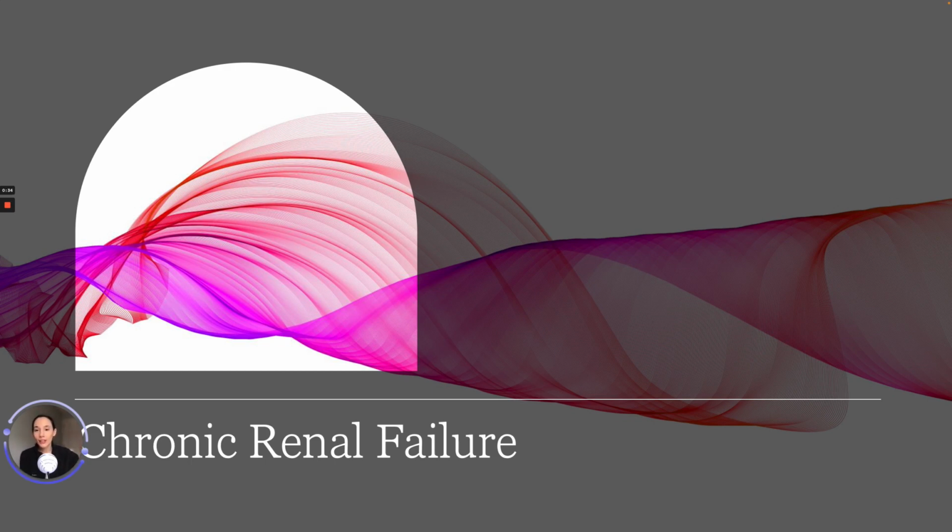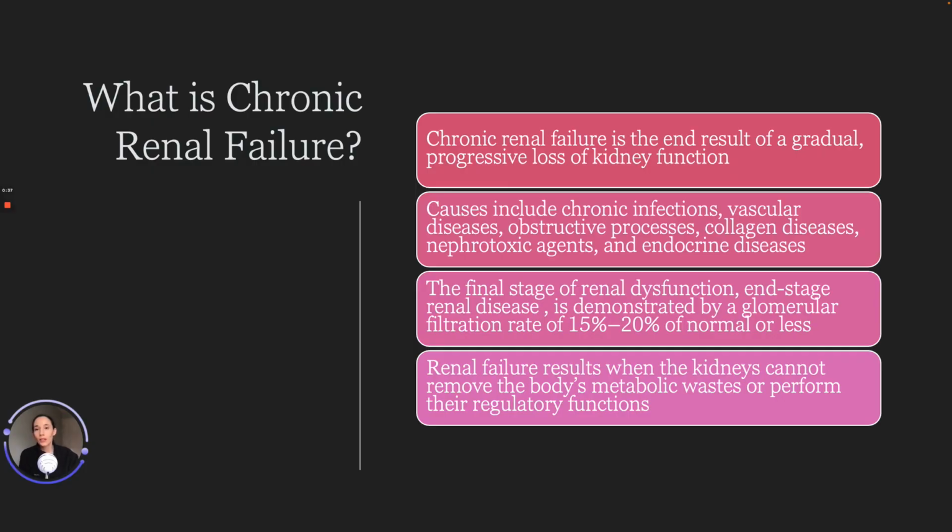So, chronic renal failure. It's the end result of a gradual progressive loss of kidney function. Causes include chronic infections, vascular disease such as hypertension, obstructive processes such as renal calculi, collagen diseases such as systemic lupus, nephrotoxic agents like different drugs, and endocrine diseases such as diabetes or hyperparathyroidism. It's generally progressive and produces major changes in all of the body systems.